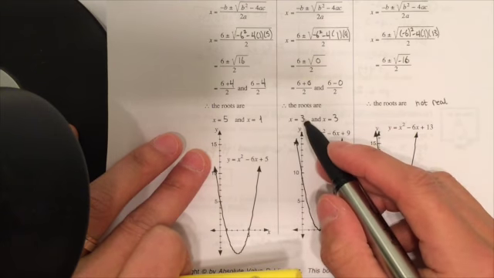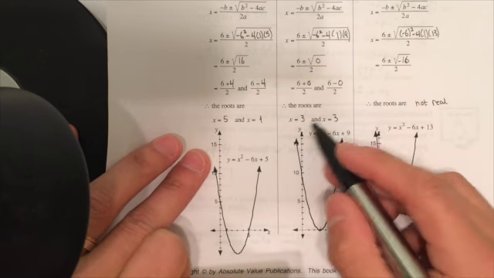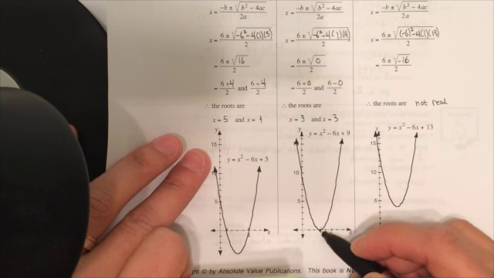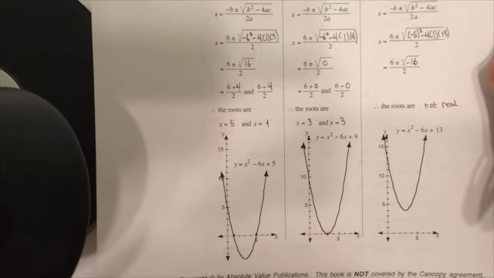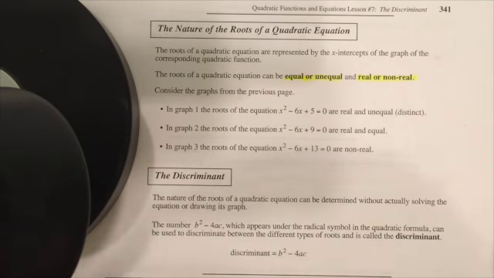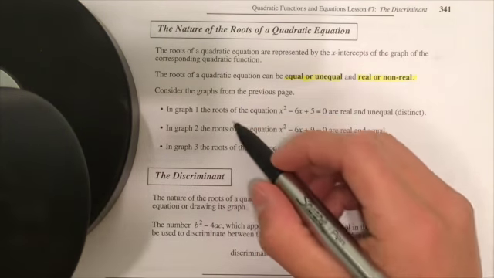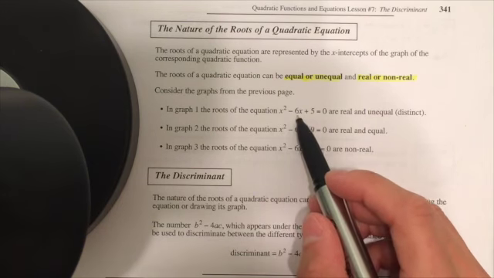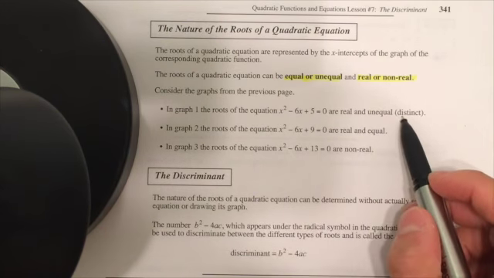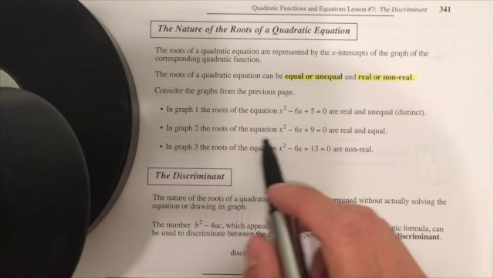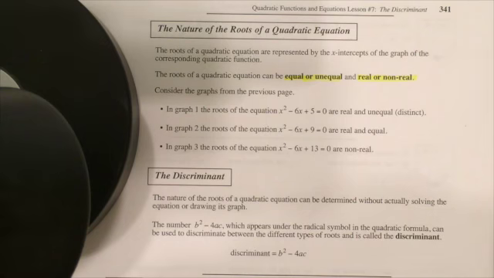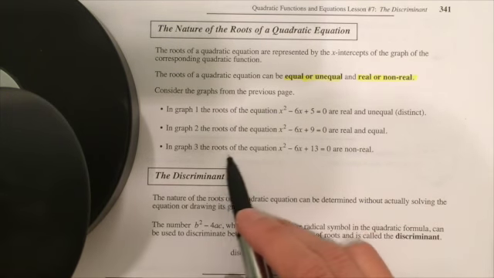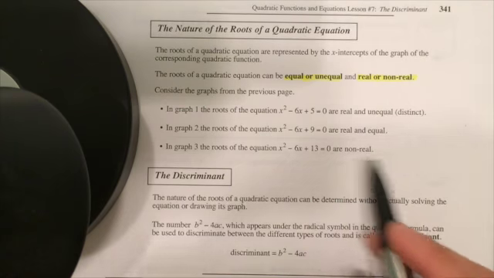Now here, these ones are equal. They're both 3, and they're both real. They both exist on our graph. And this one were non-real, and so they just don't even exist. Well, they exist, but they're just not real. Okay, so in graph 1, the roots of the equation x squared minus 6x plus 5 are real and unequal. They're distinct. In graph 2, the roots of the equation were equal and they were real. And then in graph 3, the roots of the equation were both non-real.